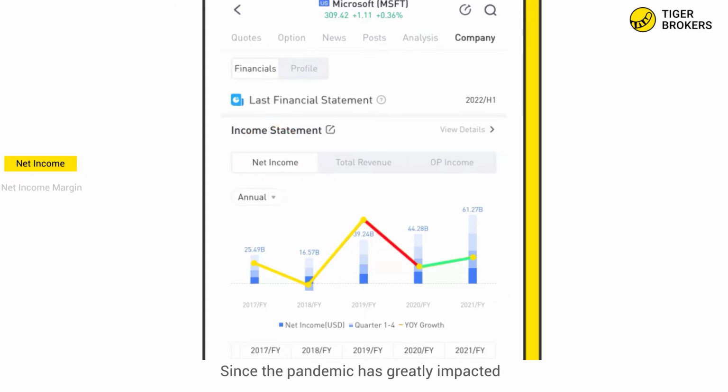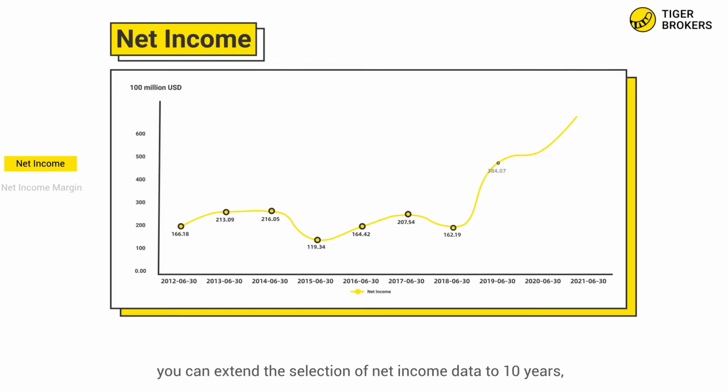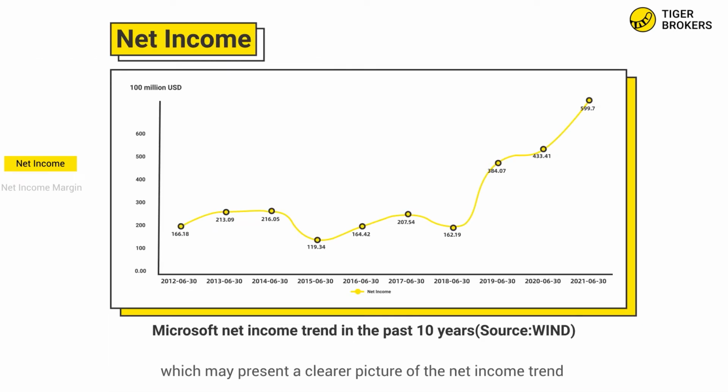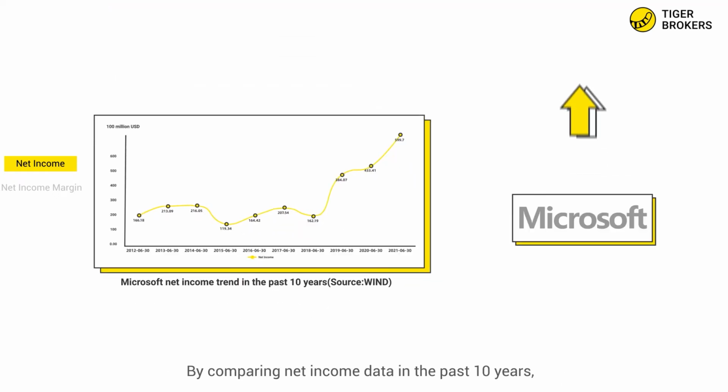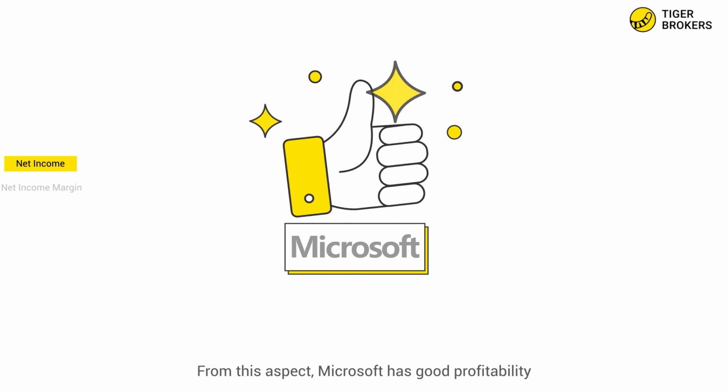Since the pandemic has greatly impacted the growth of net income in the last 2 years, you can extend the selection of net income data to 10 years, which may present a clearer picture of the net income trend. By comparing net income data in the past 10 years, the trend is upward overall. From this aspect, Microsoft has good profitability.